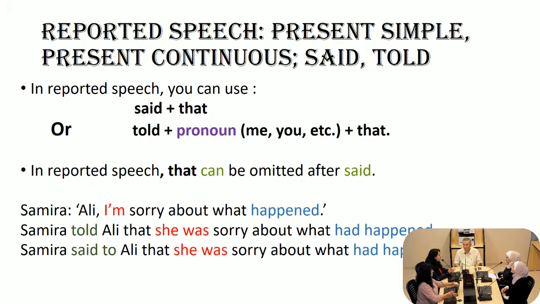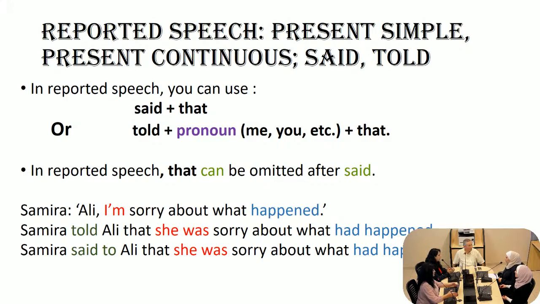And it can be used between brackets. How to differentiate between said or told? When do we use this or that? They are both used to report. So the difference is that with told we have a pronoun, like told him, told me, told you. So when we have an object pronoun after the bracket, it's told, not said. Yes. With said, we can omit that.